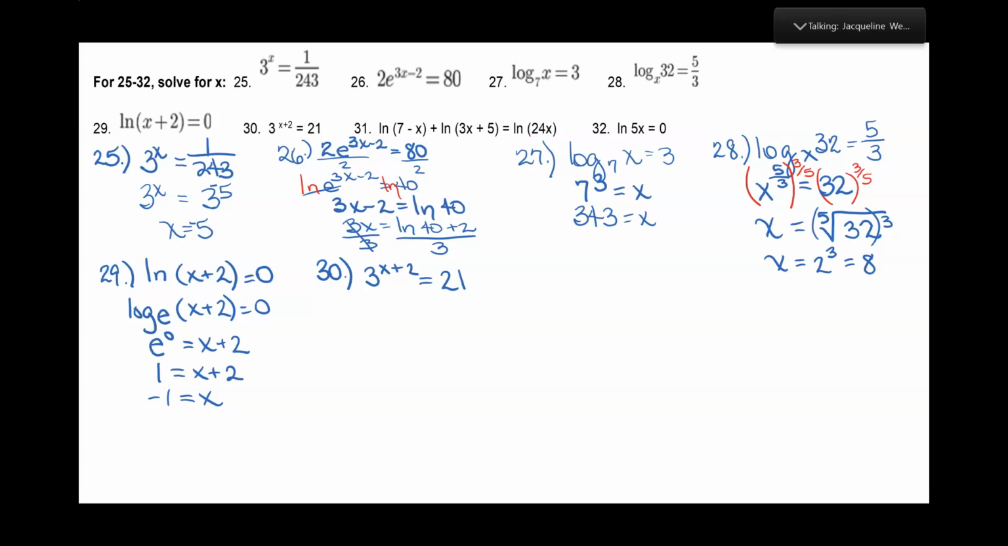What undoes an exponential? A log. So I want to put in a log on both sides. Specifically, I want to put in a log with a base of 3, right? I want to put in the log with the same base as the exponential. So I'm going to insert a log base 3 on both sides. Now, on the left-hand side, what happens to the log base 3 of 3? It cancels out, right? And that would leave me with just x plus 2 on that left-hand side.